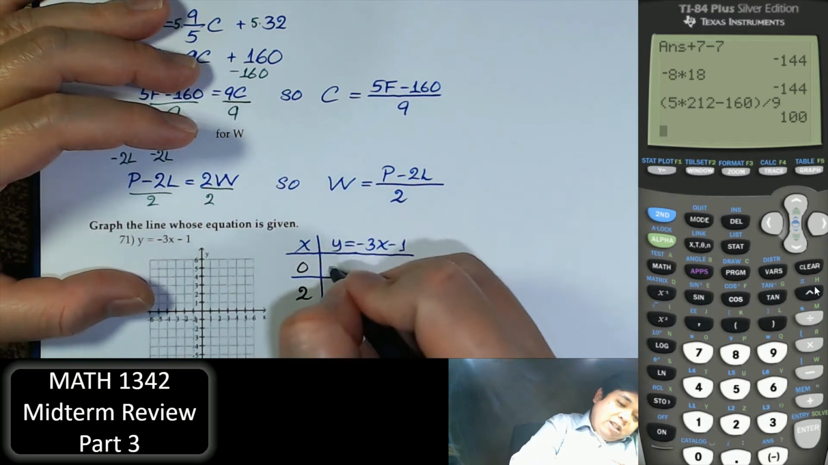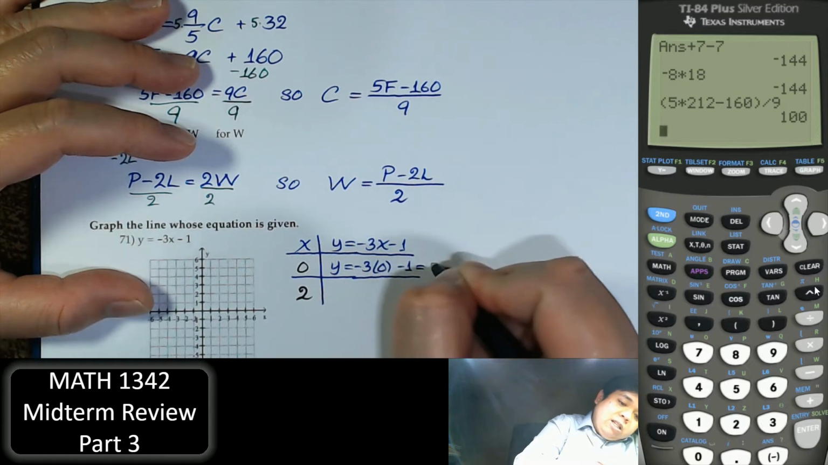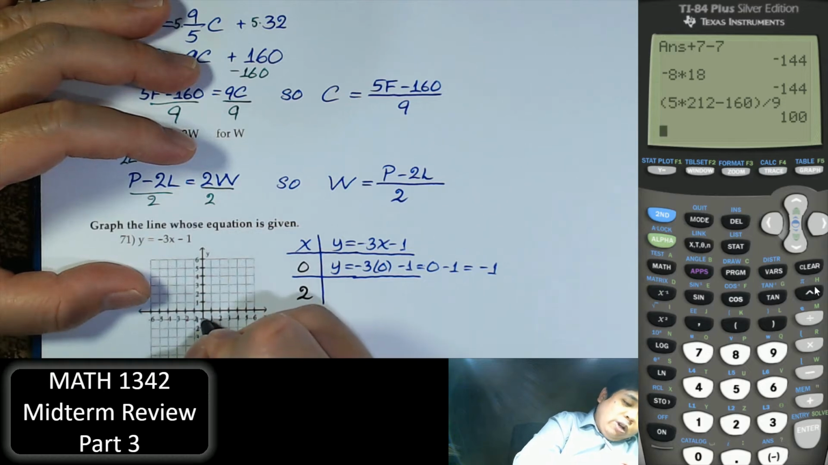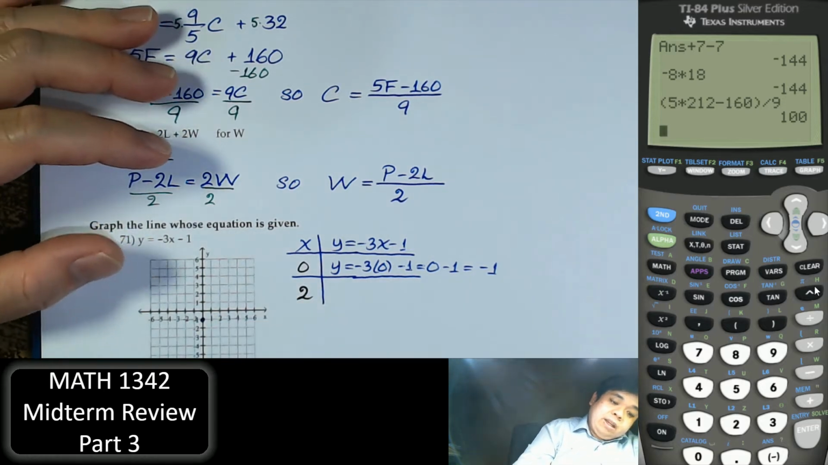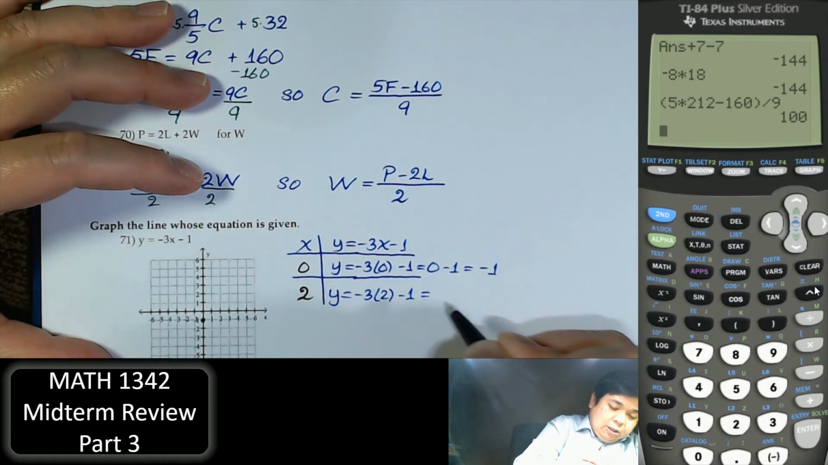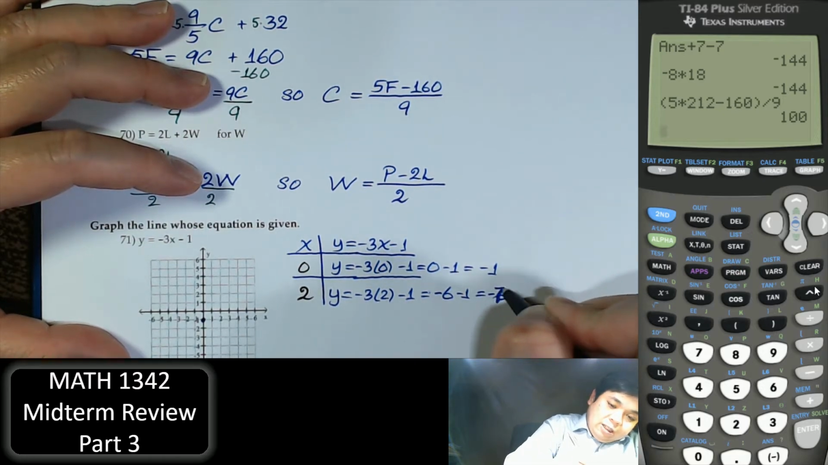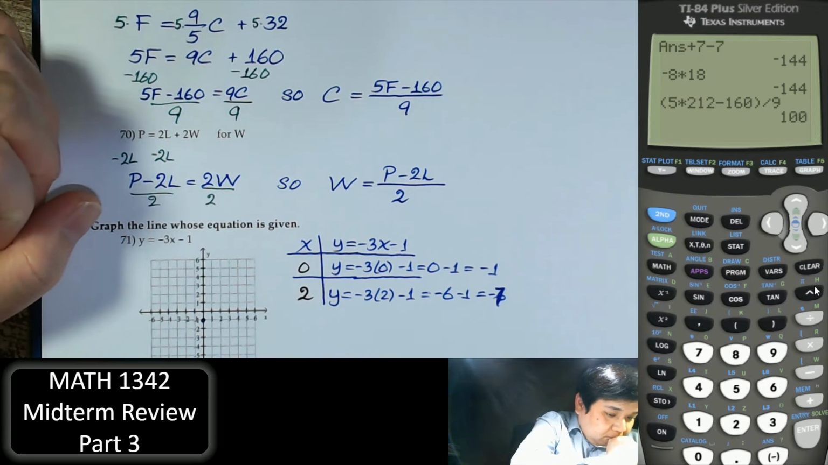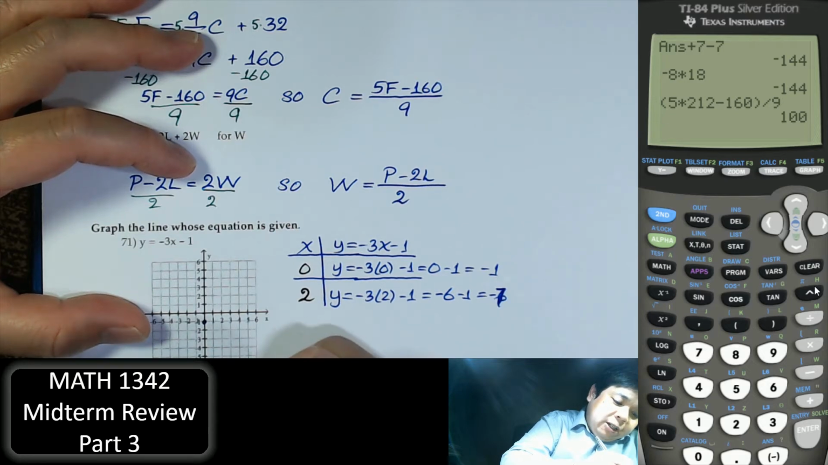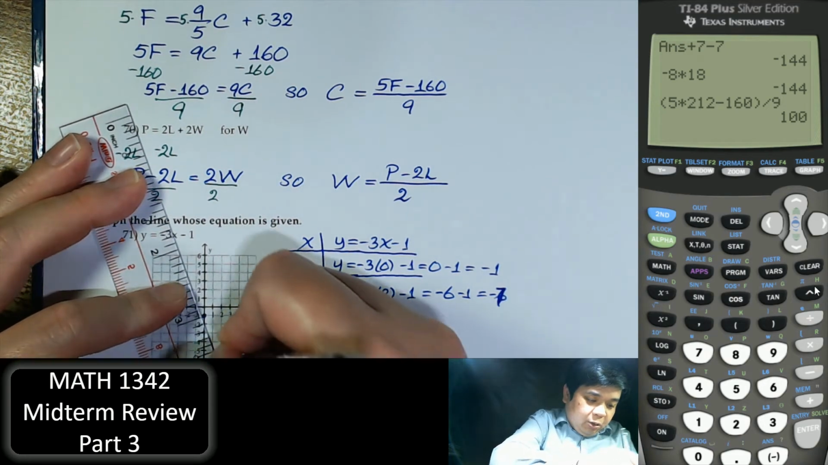And then put in for x. That's 0 minus 1. So x equal to 0, y equal to negative 1. And then put 2 in for x. Negative 4 minus 1. That's negative 5. So when x equal to 2, y equal to negative 5. And so we have points on the line.